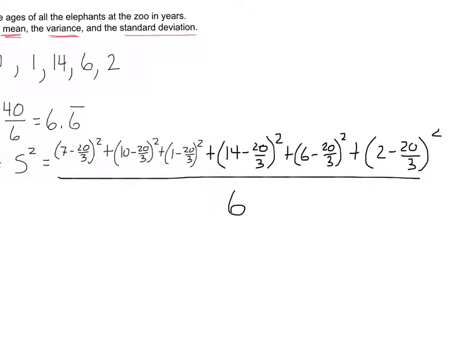So y'all do this. Calculate this and square it. Calculate this and square it. And calculate this and square it, and so on. And get me a total right here on top.